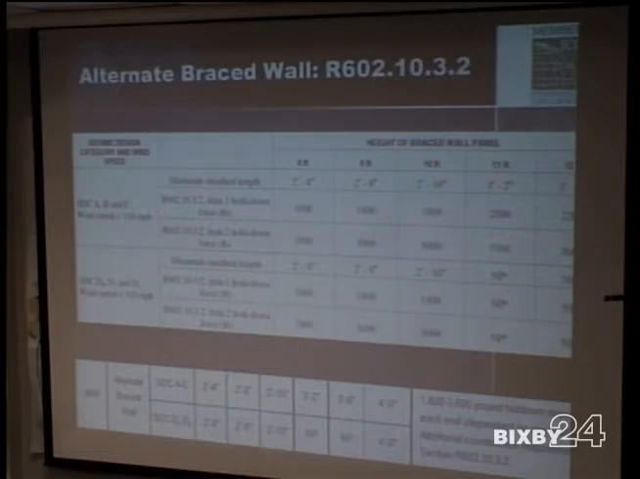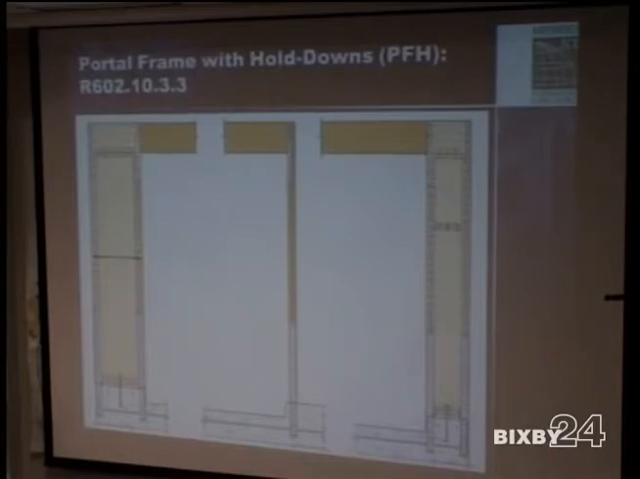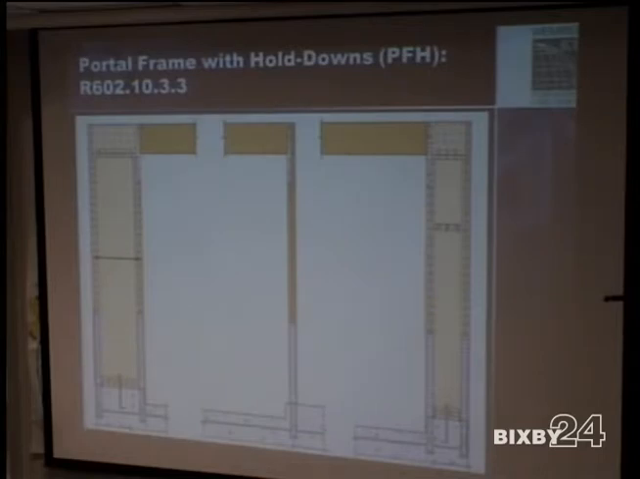So now we can go to alternate braced wall. I just went over that in the sheet that I showed you. So now we get to the PFH method. Portal frame and hold down method is the method that's going to be used mostly at garages. And you can go through your plans, determine your braced wall lines and how much bracing you're going to need. And you may find that you don't need to do the PFH method. You may not need to use hold downs.